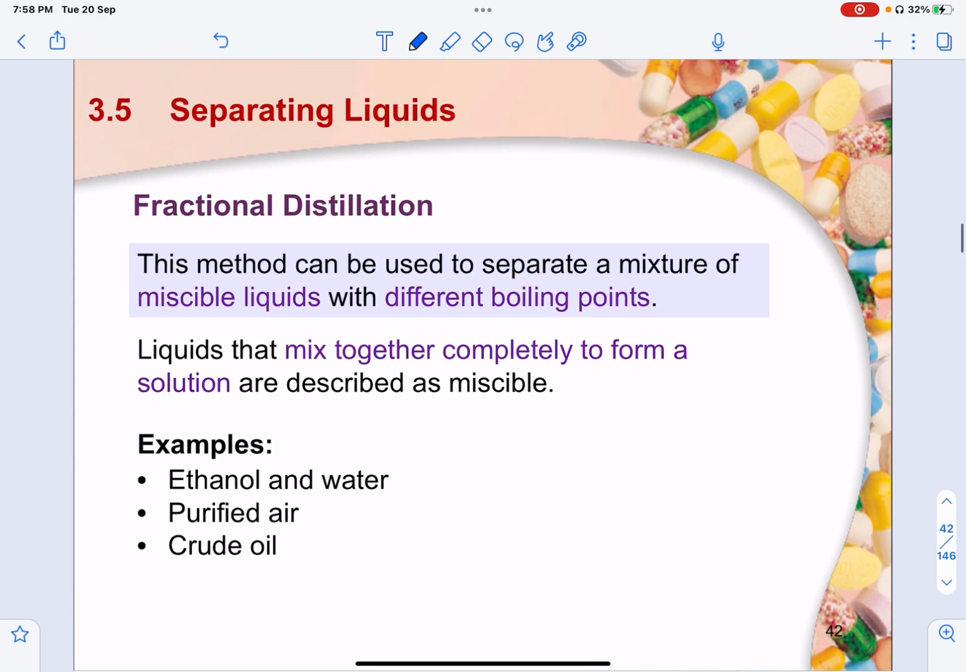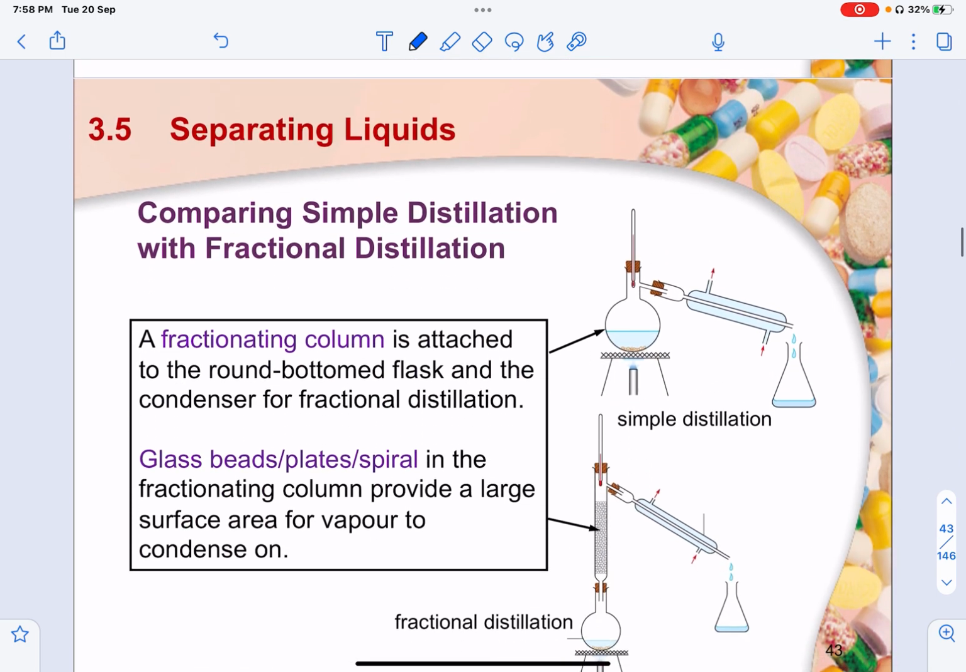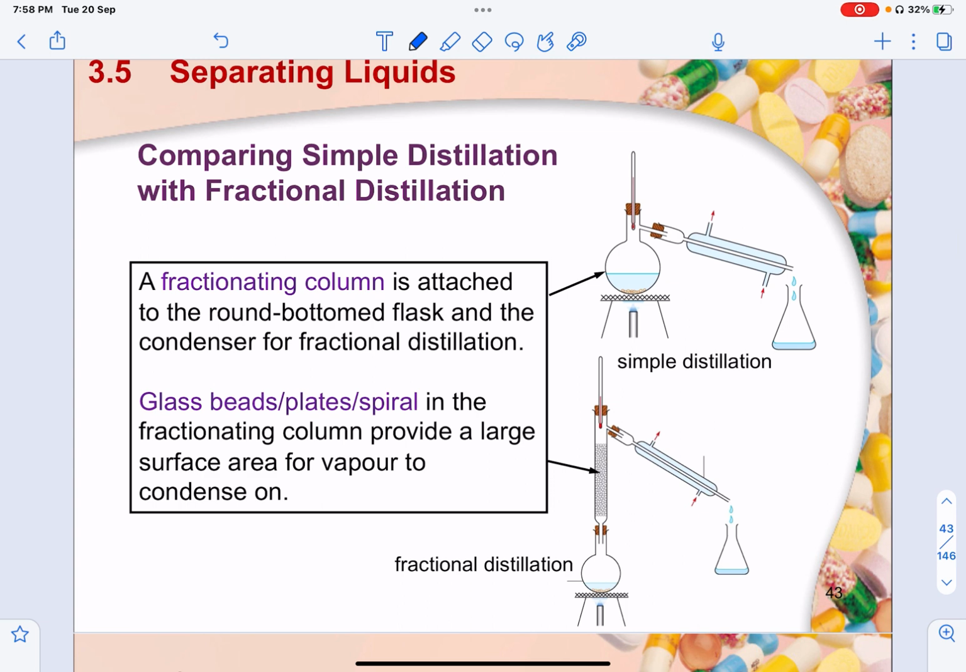So the other type of separation of liquid is by their boiling point. Because some liquids, if they are able to dissolve in each other, they are soluble in each other. So the only thing that sets them apart is the boiling point. Some of the examples are ethanol and water, purified air, where first you have to cool the air down into a liquid, then of course you have your crude oil. So a fractionating column is added to help to ensure this process.